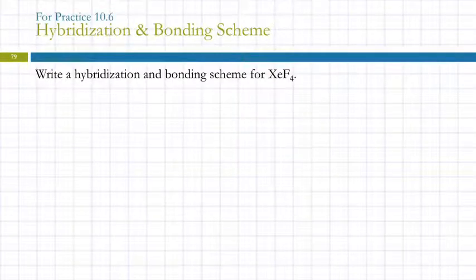So we'll do some examples. Write a hybridization and bonding scheme for xenon tetrafluoride. So the first thing we have to do is do the Lewis structure.